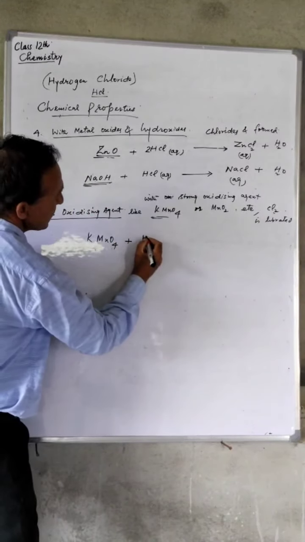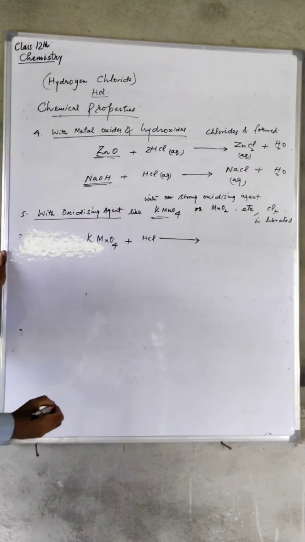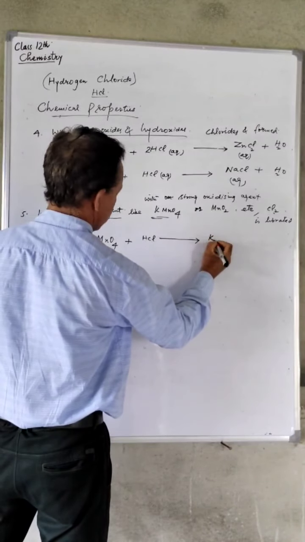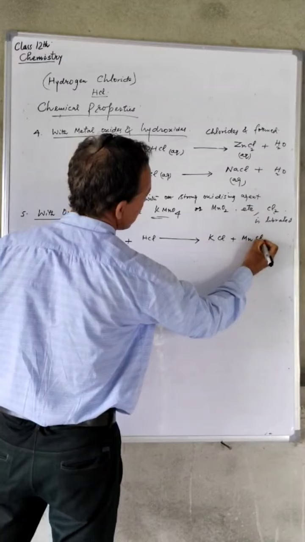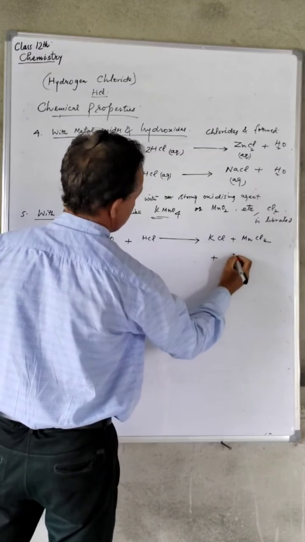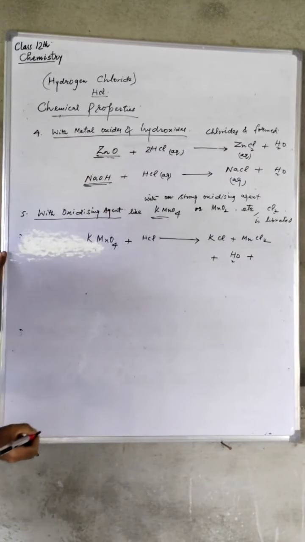KMnO4 plus HCl forms KCl plus MnCl2 plus H2O plus Cl2.